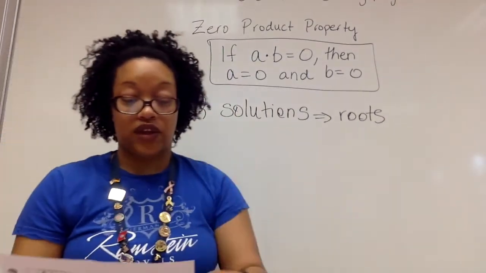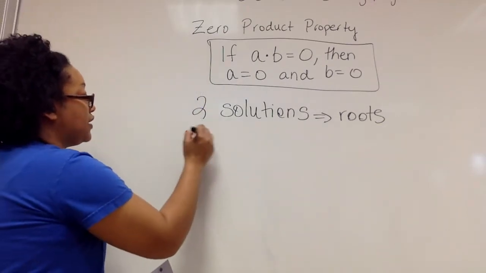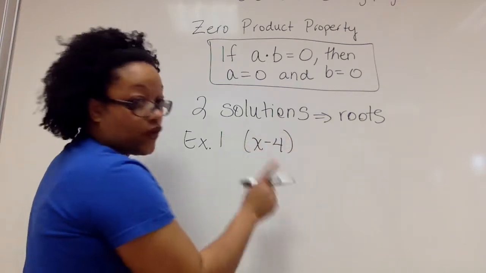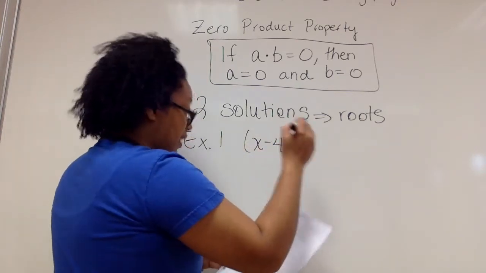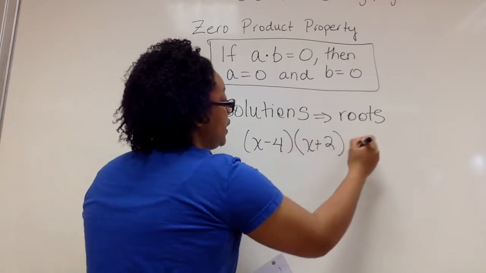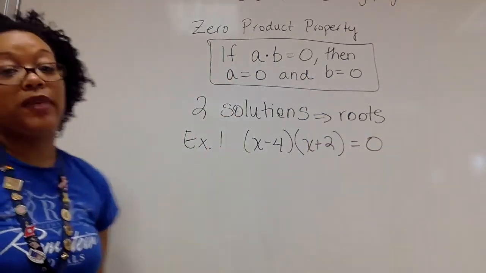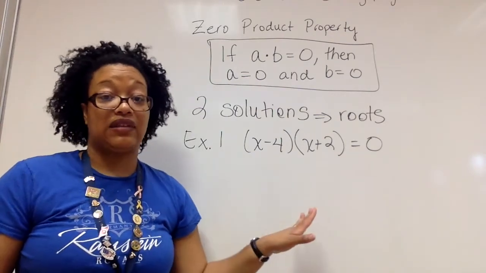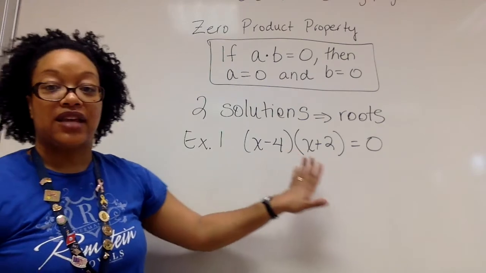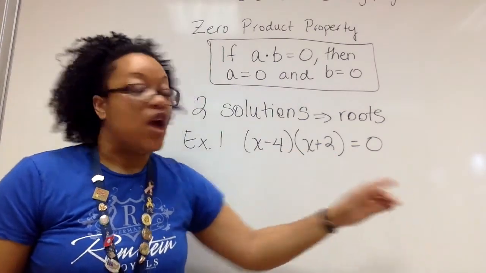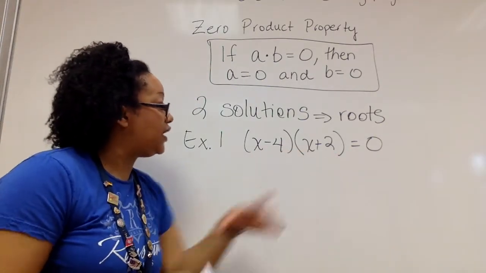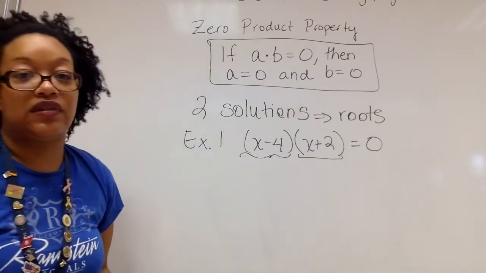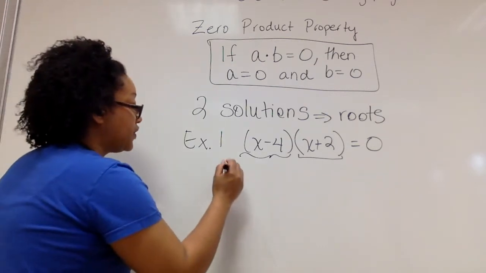Let's try one really quick. Okay? Example 1, pretty simple. Example 1: x minus 4, that's your first binomial, times x plus 2 equals 0. So you got two binomials. We don't care about multiplying them. We don't need a box method this time. You want to leave it just like this. A times b equals 0. We don't know which one of these, because we're looking at the entire binomial, right? We don't know which one of these is equal to 0. So what you have to do is set them both equal to 0.